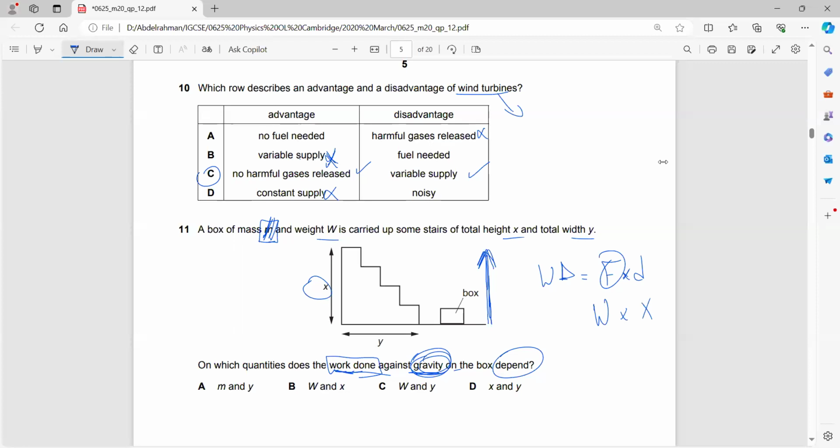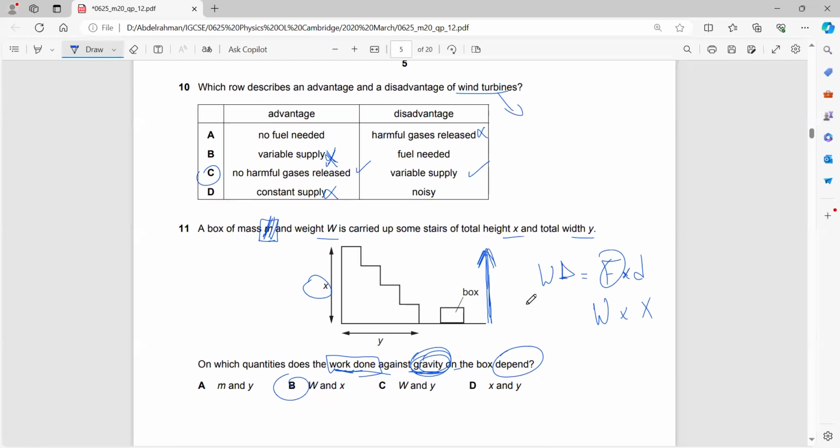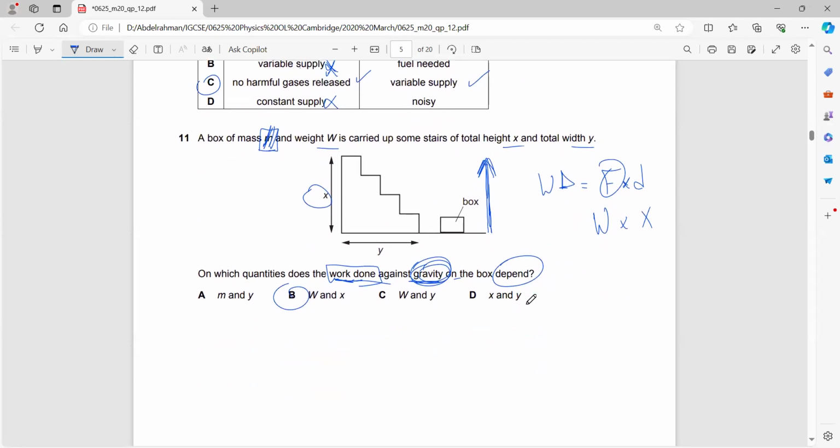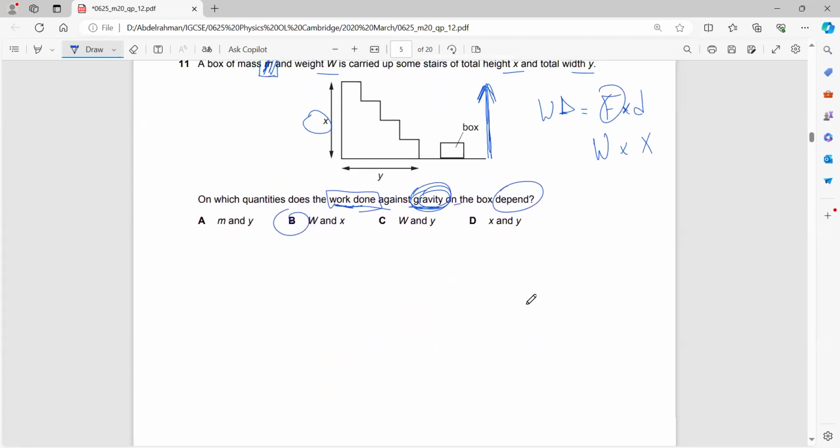If he said, for example, what is the work done against the frictional force or the horizontal distance, you would have chosen Y. But for this case, he's saying the work done against gravity. Against gravity means that you're picking the box up, the box needs to move upwards. W times X. So it will be B. I hope that's clear for everyone. Any questions?